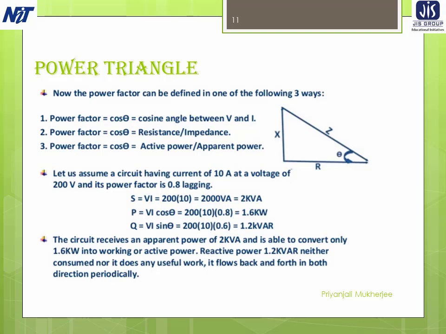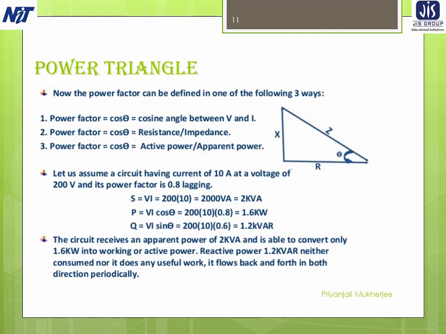So what is the S? It becomes V into I, which gives us 2 kVA. And the P is V into I into cos phi, and the unit is kilowatt. So V into I into cos phi, with cos phi being 0.8, gives us 1.6 kilowatt. And the Q, or the reactive part, is VI into sine phi. If we put in the values, we find 1.2 kilovar.